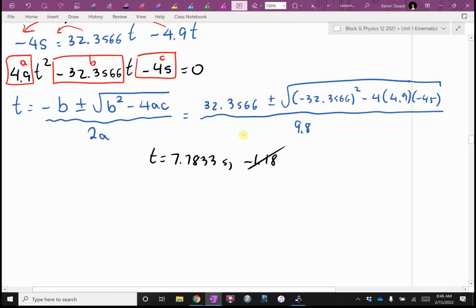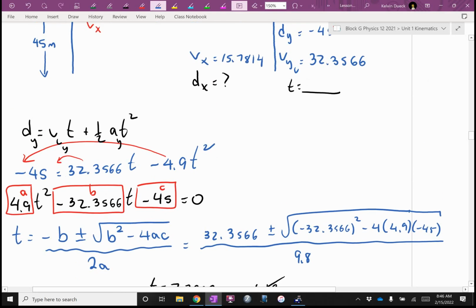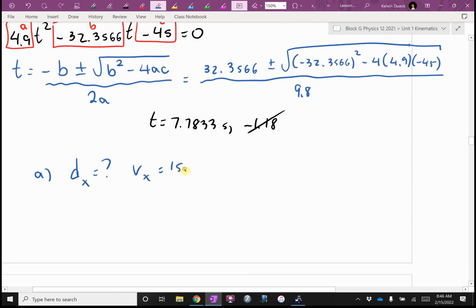We haven't even found what they asked. What were they asking us to find, Mud? Okay, so now I'm going to put a little part A. dx equals, well, Vx was 15.714. Ax was 0.